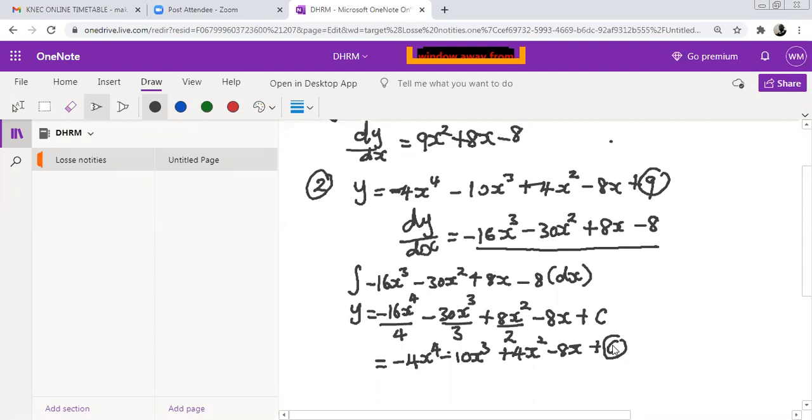So we can confirm that integration is the opposite of differentiation. Whenever we are differentiating, we multiply the power by the coefficient, and then we reduce the power by 1. But whenever we are integrating, we add 1 to the power, and then we divide by the resulting power.